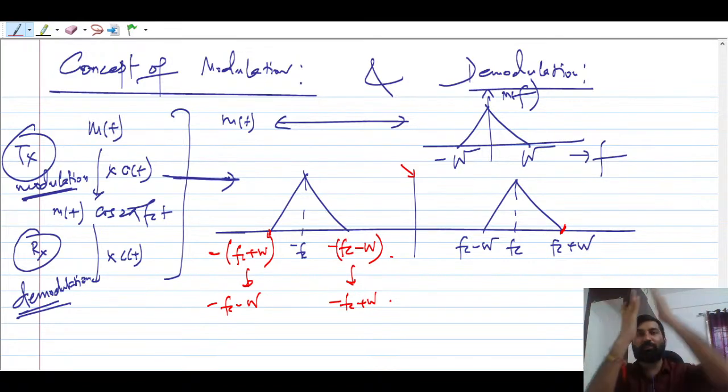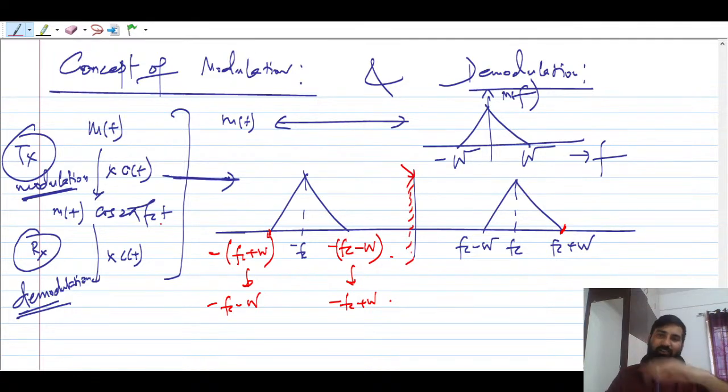Suppose this is a mirror. You take this as a mirror. Whatever picture is here, the exact replica appears on the other side.